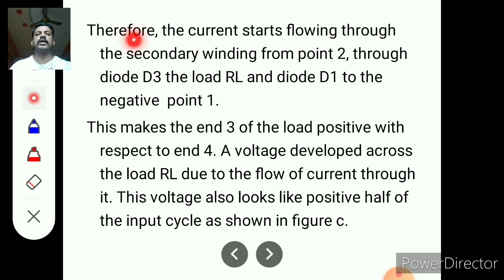Therefore, the current starts flowing through the secondary winding from point 2 through D3, load resistance RL, and diode D1 to the negative point 1. This makes end 3 of the load positive with respect to end 4. The voltage is developed across the load RL due to the flow of current through it. This voltage also looks like the positive half of the input cycle, as shown in figure C.